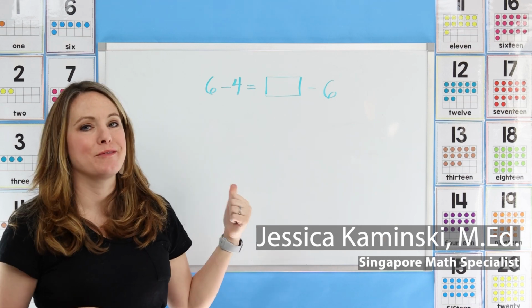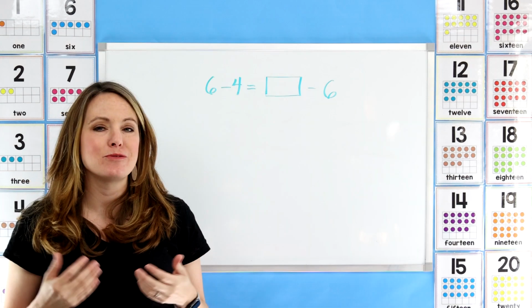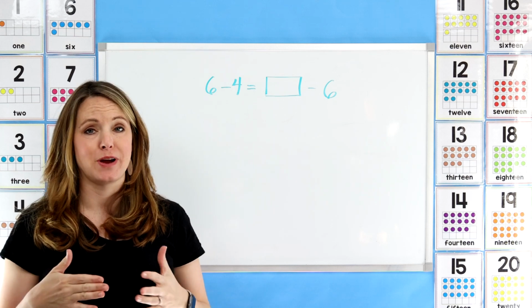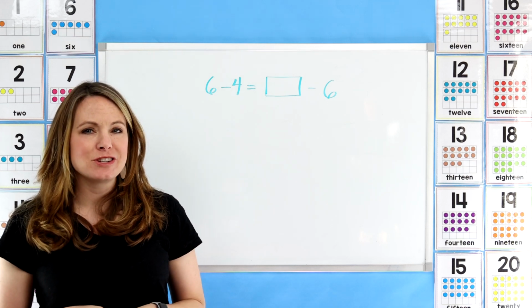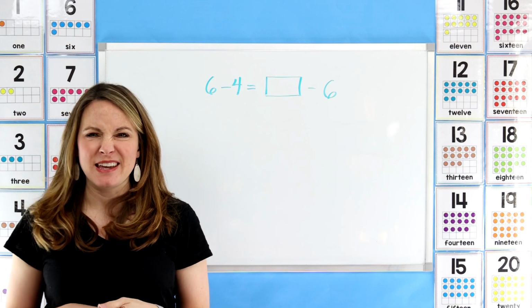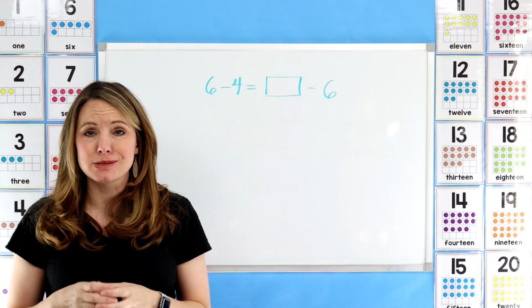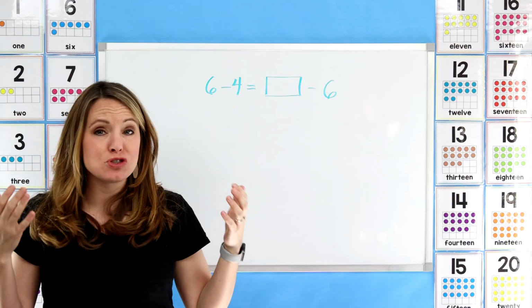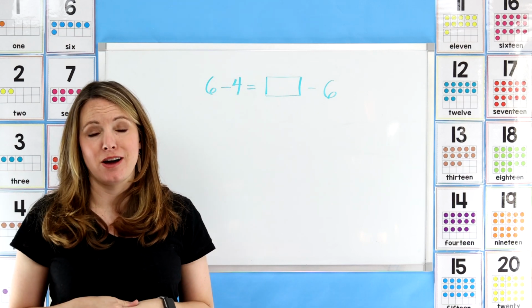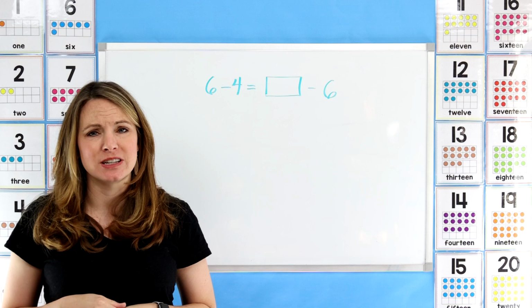Take a look at what I have written on this board. And if you have a whiteboard and markers, I'd love for you to write it down as well. And then I want you to think about, what does this mean? Why do I have an equal sign here in the middle? And I have two different number sentences on either side, or two different equations.